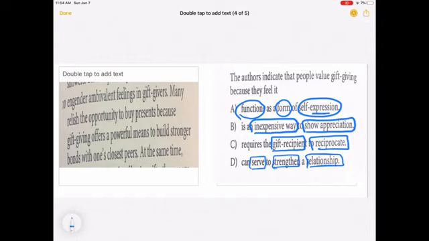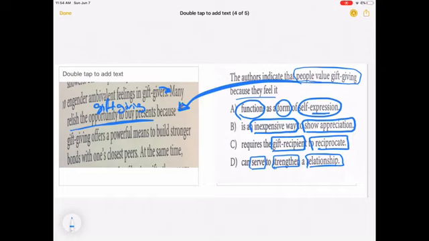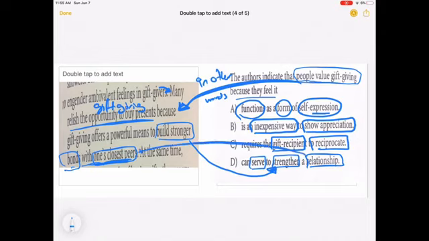Now that we've broken down the answers, let's read the quote and the question. The authors indicate that people value gift giving. People value the act of giving gifts because they feel. Now let's start reading the quote. "Many relish the opportunity to buy presents." That's gift giving. As you can see, even the question is a translation in other words. Many relish the opportunity to buy presents, to give gifts. So that's a restatement. "Because gift giving offers a powerful means to build stronger bonds with one's closest peers." To build stronger bonds is to strengthen, and a bond with one's closest friends and family is a relationship. So as you can see, the answer is simply a restatement of what was provided in the passage. And so the answer in this case is D.